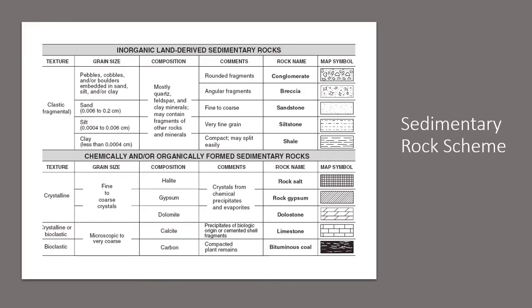Okay, a sedimentary rock scheme. So you should be somewhat familiar with these from the igneous rocks, but I will kind of give you a brief overview. Again, always look at your axes. So running down here, we have texture. And then up at the top, we have grain size, composition, comments, rock name, map symbol. So if you saw it on a map, that's what it would look like. So texture, that's important. Clastic, and then see here, this is called crystalline, or we can call it chemical. Like I said, lots of different names. And then bioclastic, those are going to be your organic ones.